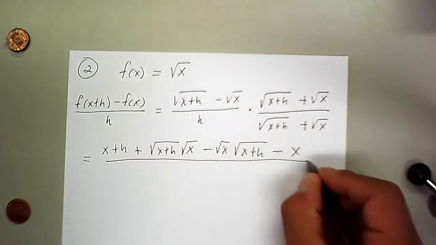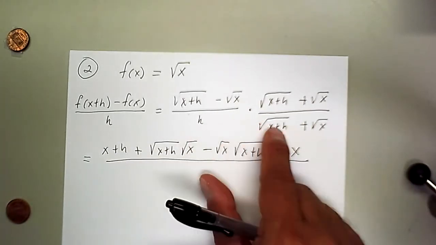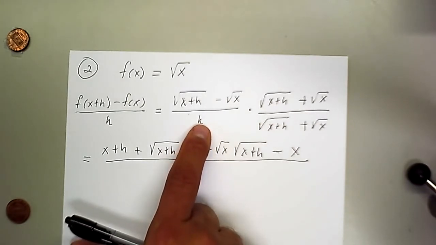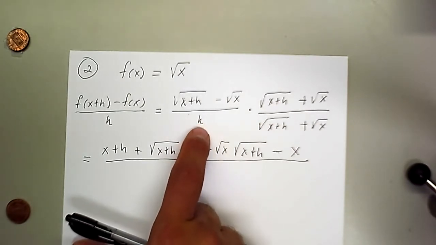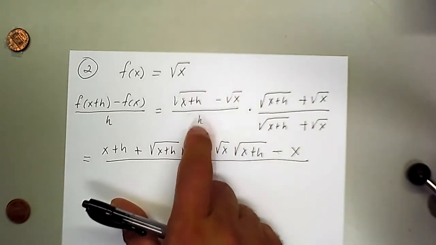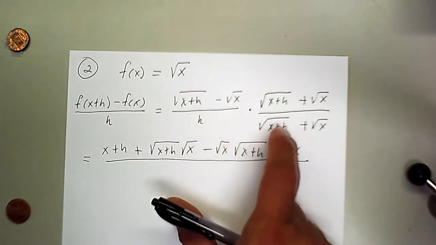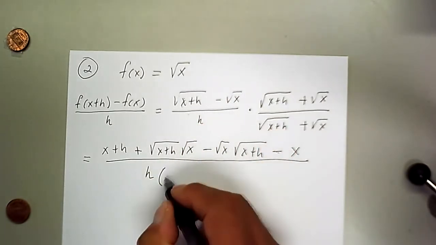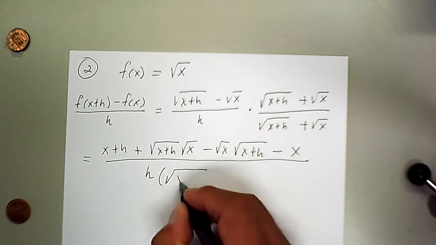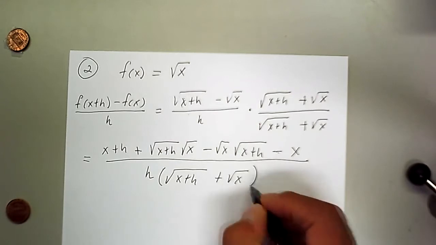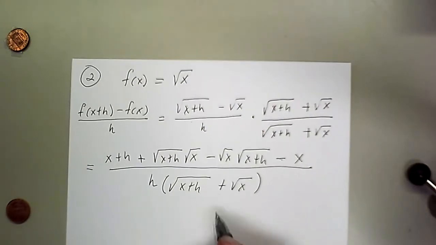In the denominator, let's not distribute, because our hope is that this h will go away. And the only way it can go away as part of the denominator is if we have a factor of h in the numerator. So don't distribute this on here. What we're going to do is simply write h times the square root of x plus h plus square root of x. Now we're going to simplify the numerator.